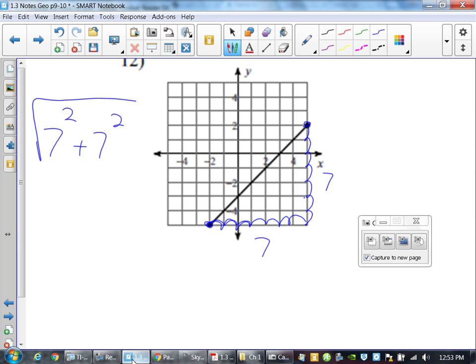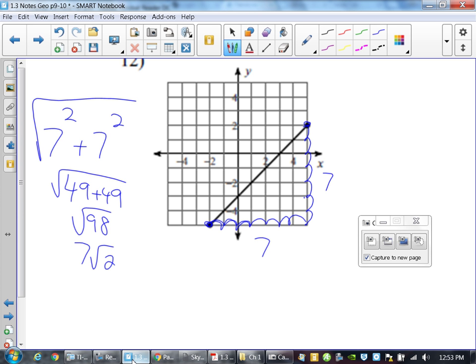So 7 squared is 49. 49 plus 49 is 98. Dun dun dun. 7 root 2. The calculator does it for you.